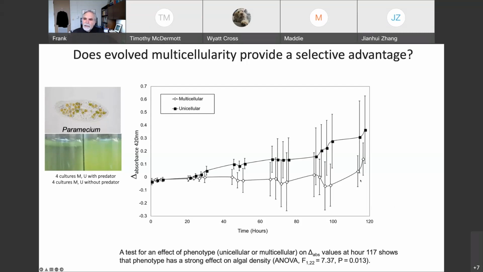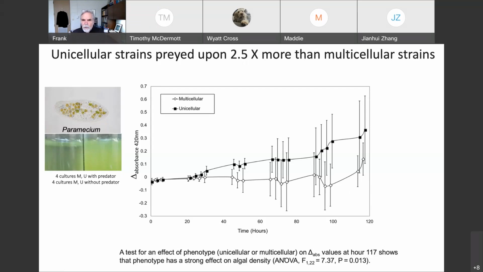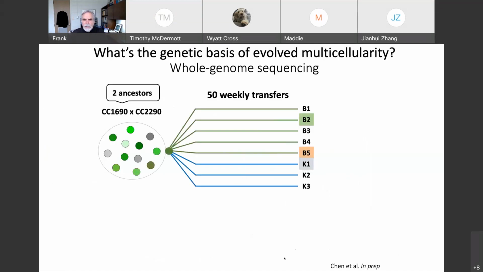And if you take it all out, to the very last point, then you do an ANOVA on this and see that the phenotype of either multicellular or unicellular has a strong effect on algal density. So the takeaway from this is that these unicellular forms are much more susceptible to predation than the multicellular forms, suggesting that the predation pressure was why we have the evolution of this phenotype.